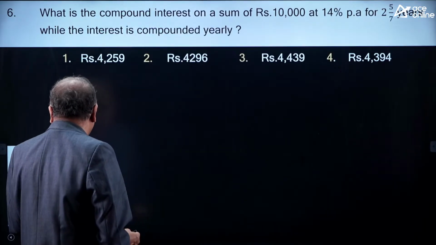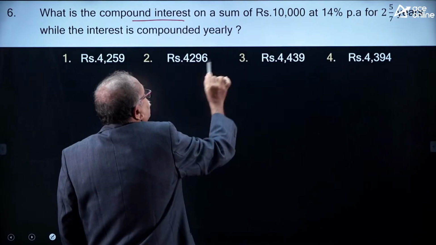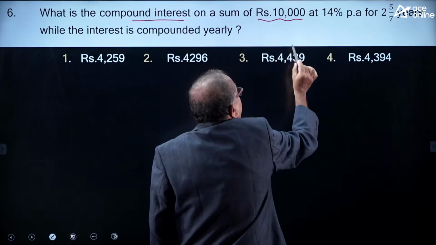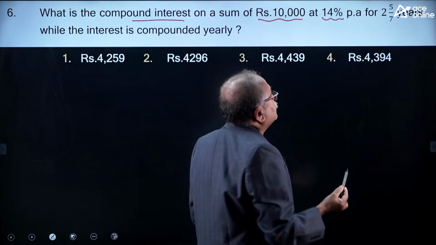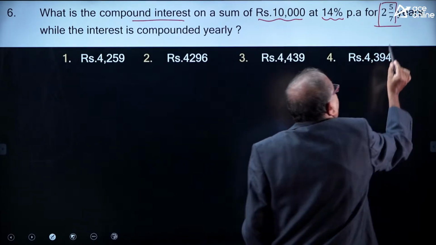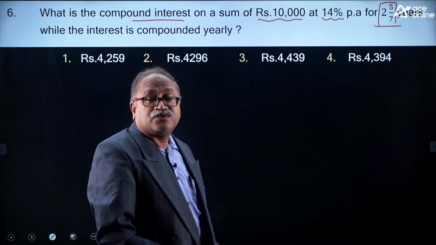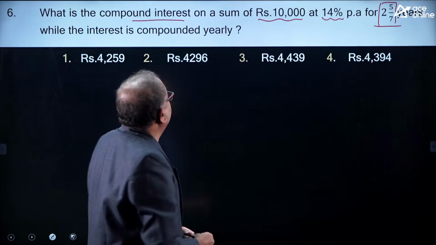What is this question all about? What is the compound interest on a sum of rupees 10,000 at the rate of 14% per annum, but this time the time is given as 2 5/7 years. It is not 2 years, it is not 3 years.